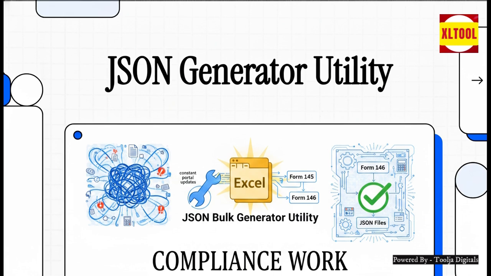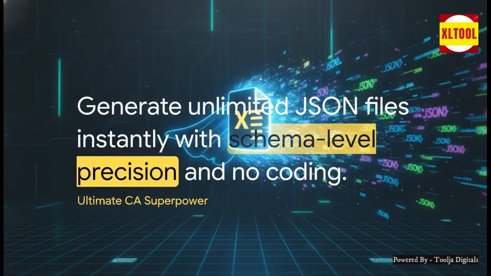But what if I told you there's a revolutionary, massive time saver sitting right inside the software you already use every single day? Today, we are breaking down the Excel to Form 145 and 146 JSON bulk generator utility. Well, I've got some incredibly good news for you. We are looking at what can only be described as the ultimate CA superpower, automated JSON generation without any coding whatsoever. This utility acts as a highly secure savior for accounting firms.